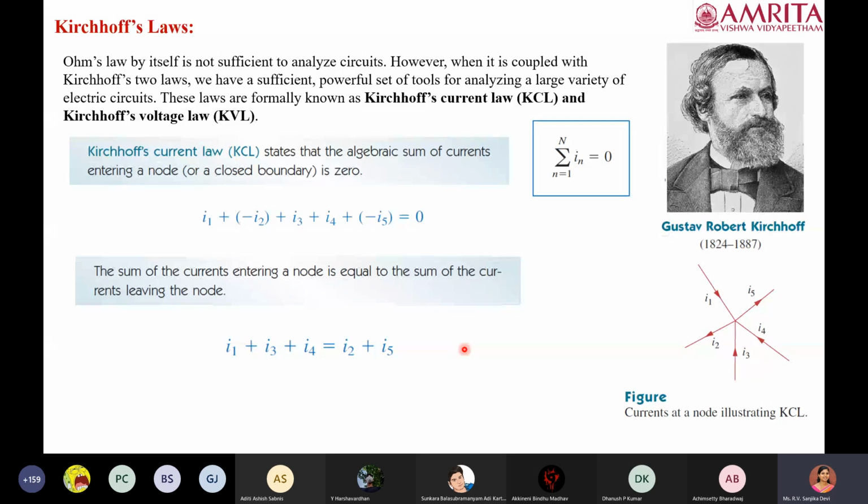It is very simple, so there is not much difficulty here. If you are going with the first equation, we can either take the current entering to be positive and current leaving as negative, and just sum them together. So the total current will be equal to 0. Or we can write it in terms of the second equation: the sum of the current entering will be equal to the sum of current leaving a particular node. So this is basically Kirchhoff's current law.